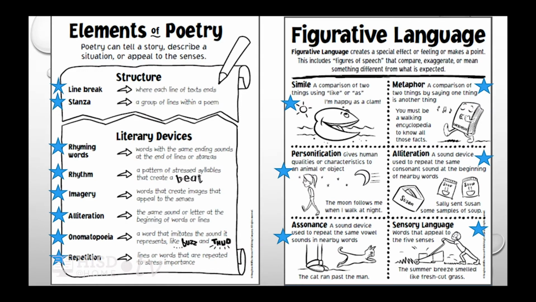Then there's alliteration. Alliteration is a sound device used to repeat the same consonant sound at the beginning of nearby words. Here's an example. Sally sent Susan some samples of soup. Next is assonance. Assonance is a sound device used to repeat the same vowel sounds in nearby words. Here's an example of that. That cat ran past the man. And next we have sensory language. That is when words appeal to the five senses. Listen to this sentence. The summer breeze smelled like fresh cut grass.